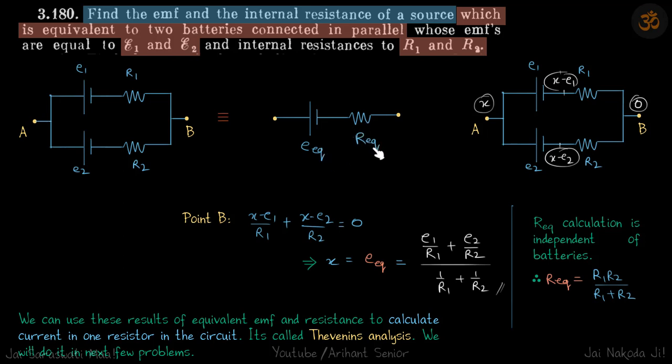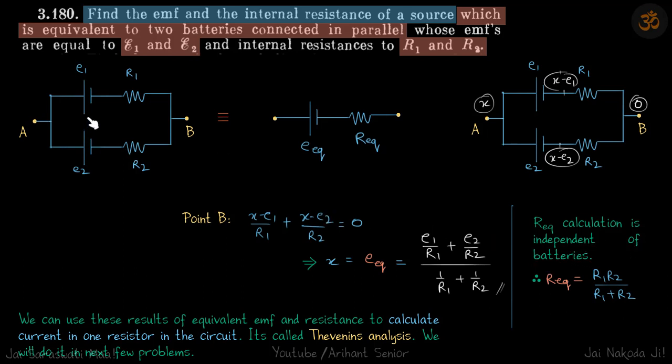So how do we find those values? E equivalent is simply the potential difference between point A and B. And R equivalent, whenever we calculate resistance of a system, we don't bother about what batteries are connected. So here E1 and E2 are connected. If you add some more batteries, still the resistance across AB will remain unchanged, and its value will be, of course, because these two are in parallel, R equivalent is R1 R2 by R1 plus R2, because the R equivalent calculation is independent of batteries.